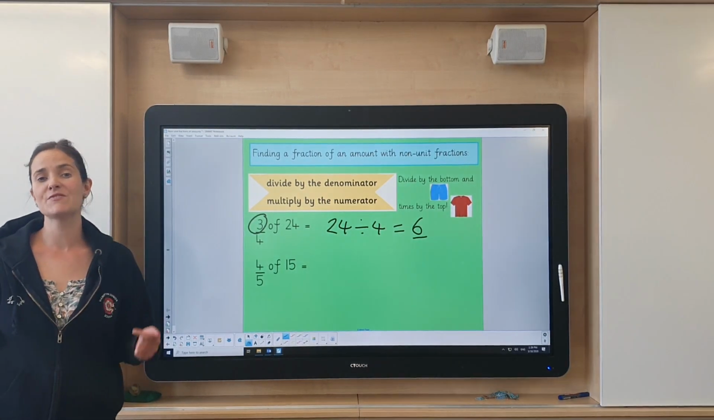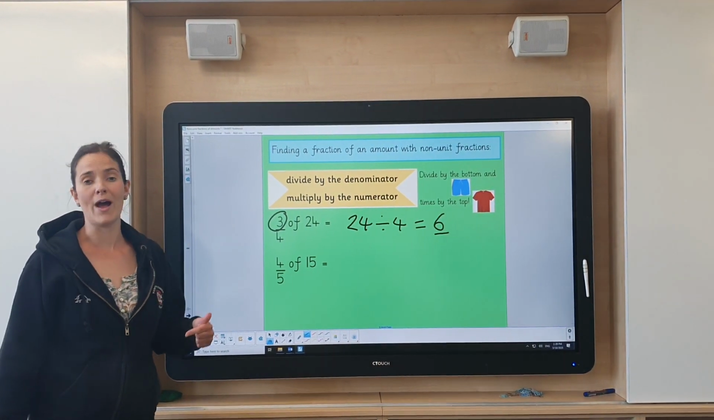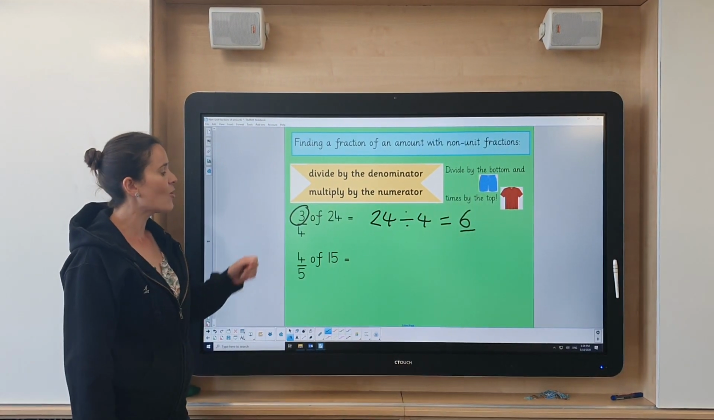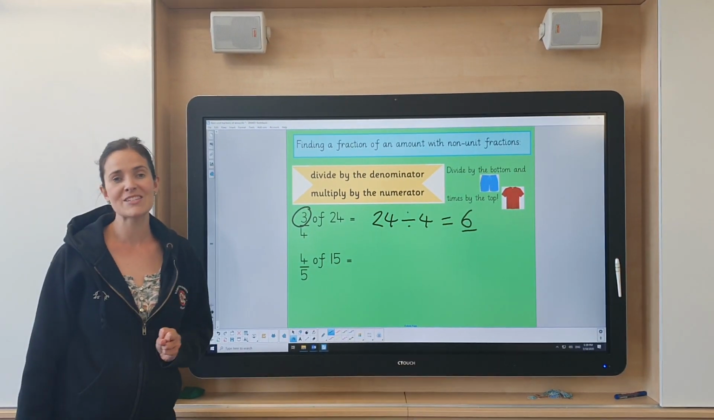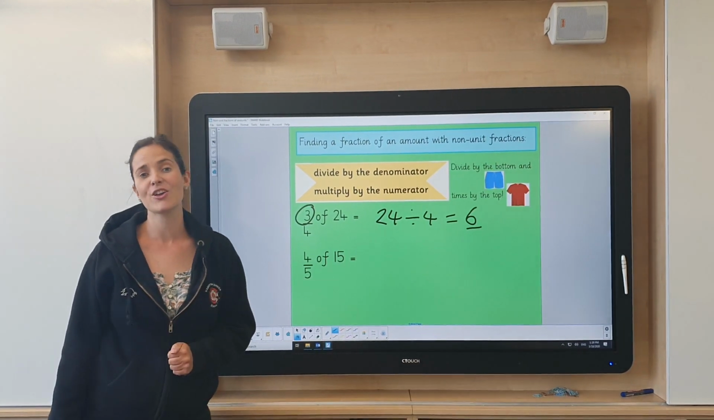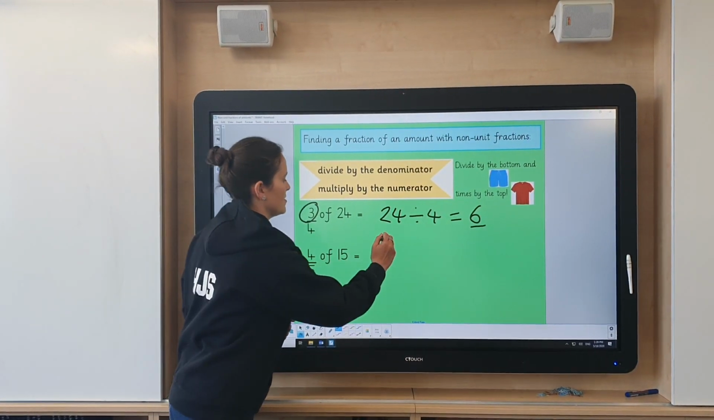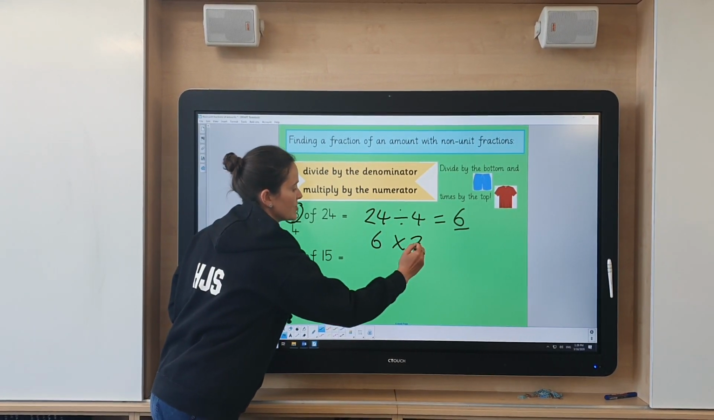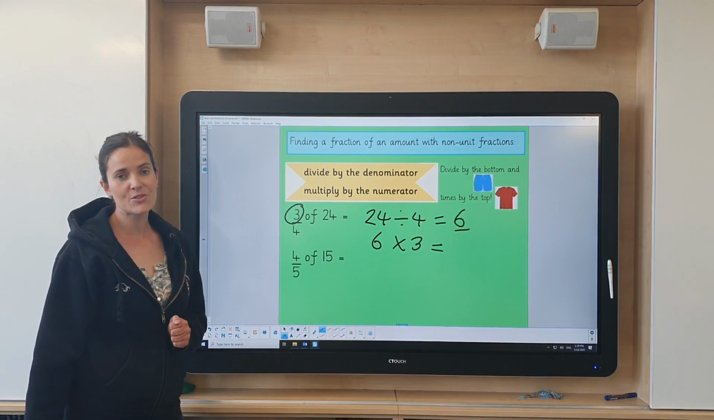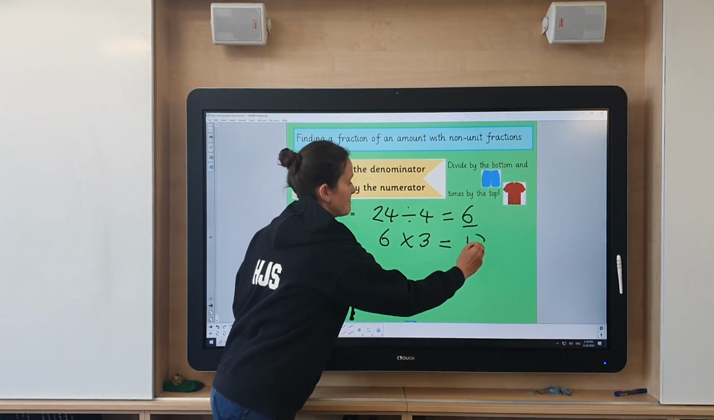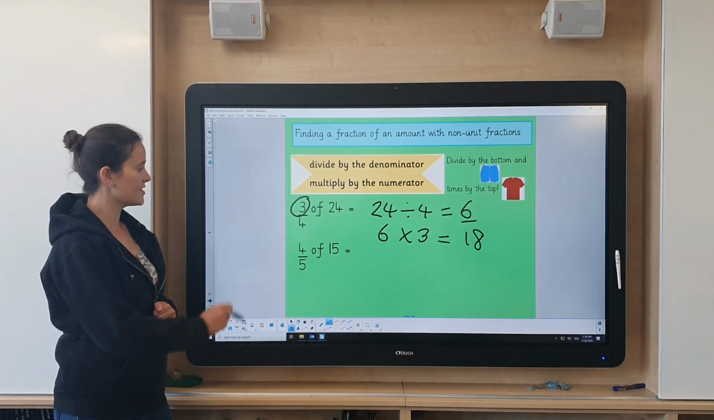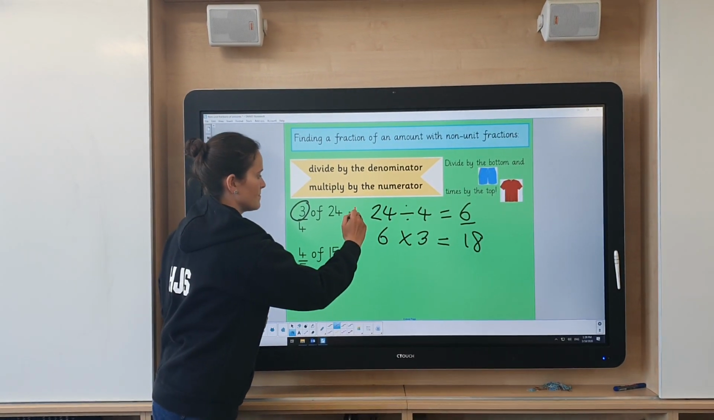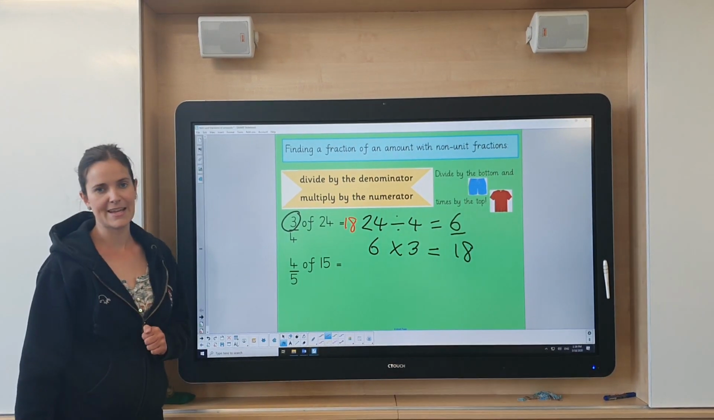Now, in the last video, the numerator was always 1 because it was a unit fraction. Now, the numerator is going to vary. The numbers are going to be different, so we have to be very, very accurate with our multiplication. So the answer is 6, and we times it by the numerator, which is 3. 6 times 3 gives us 18. So the answer to what is 3/4 of 24, the answer is 18.